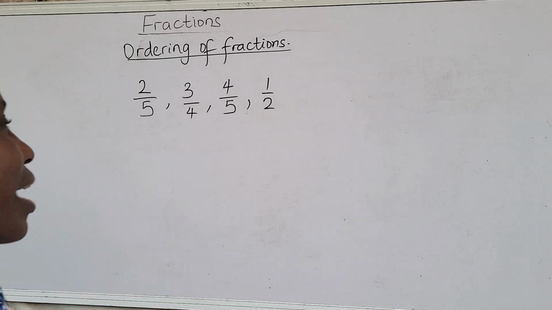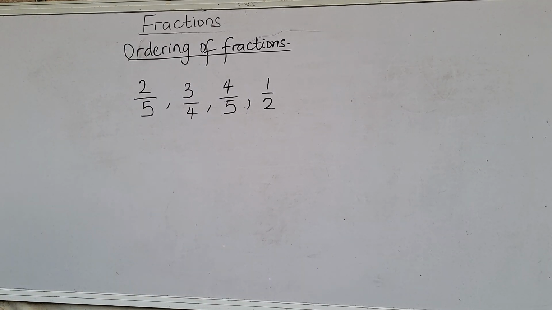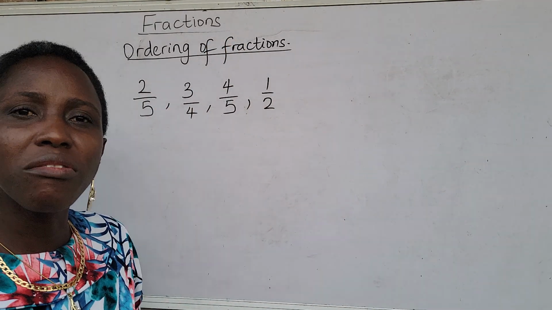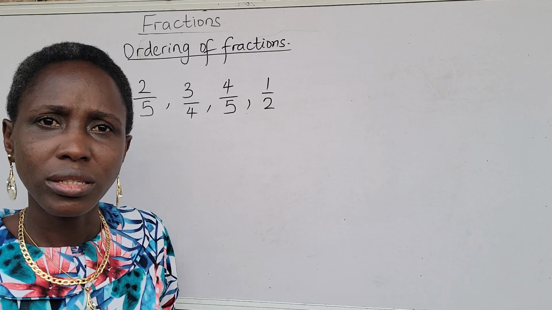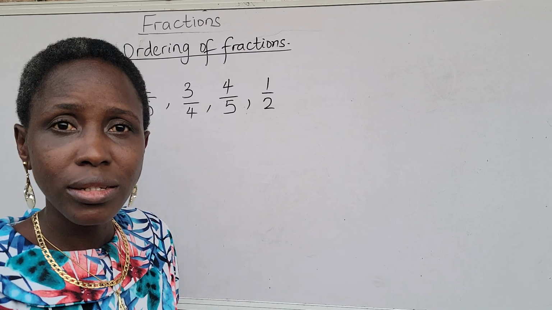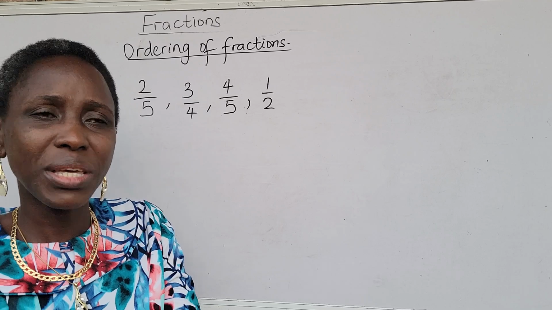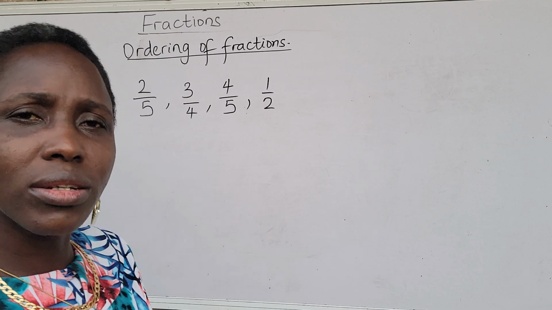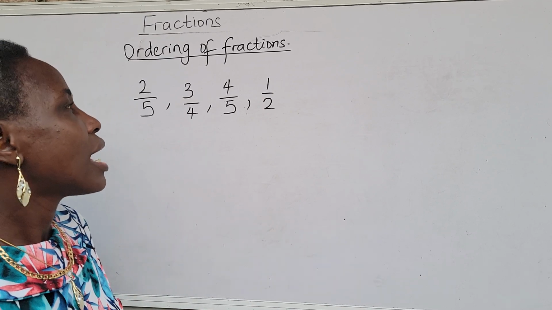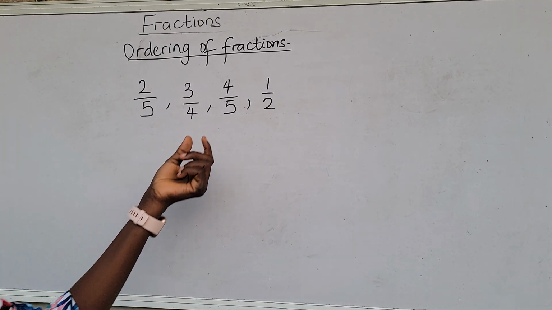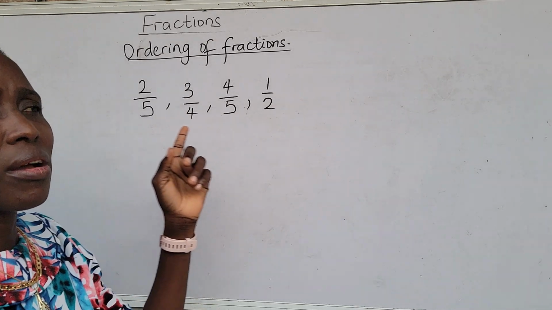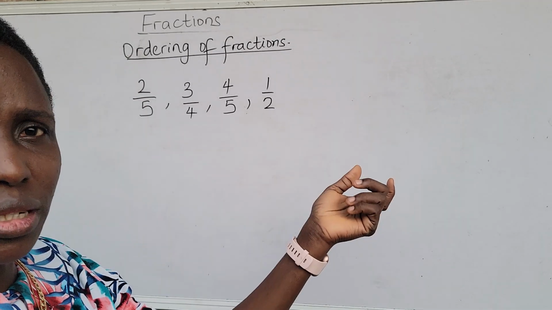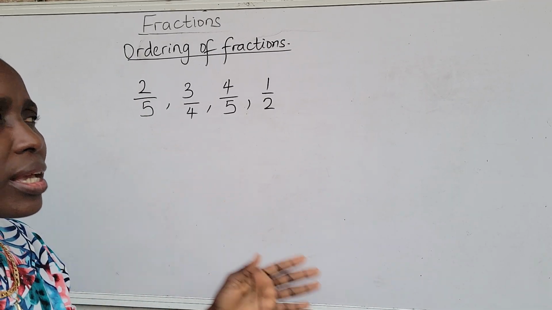Now we can go to another subhead under fractions known as ordering of fractions. Ordering of fractions means arranging fractions in order, either from the smallest to the biggest, or from the biggest to the smallest, that is, in ascending order or in descending order. I have an example on the board. We will be arranging these fractions in order from the smallest to the biggest, in ascending order.